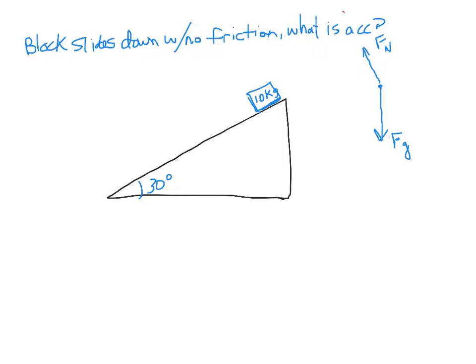We need to rotate our axes like so. Okay, so the x-axis is supposed to be parallel to the ramp surface. So this is the new x-axis. This is the new y-axis.